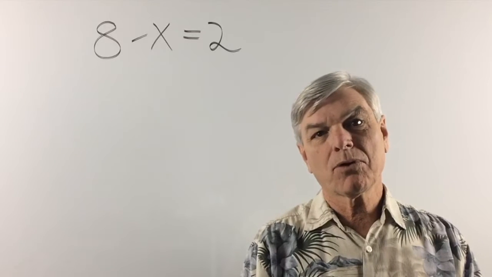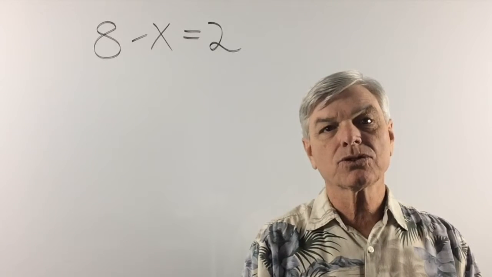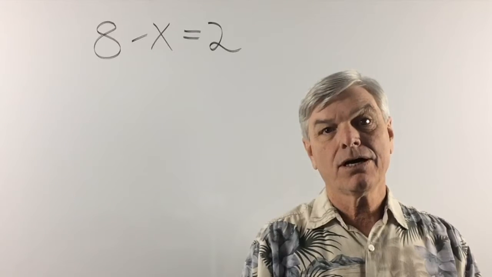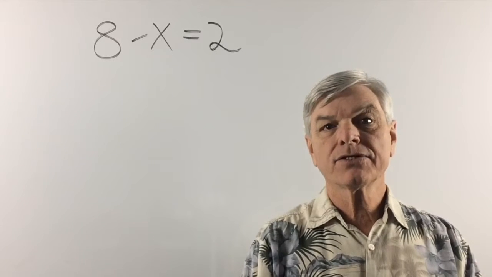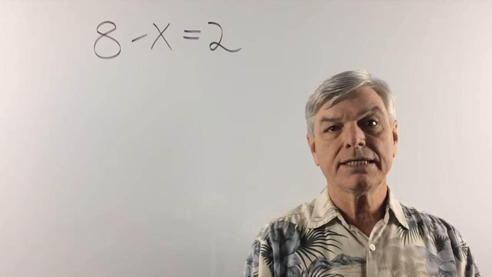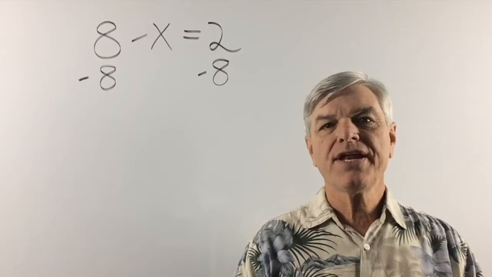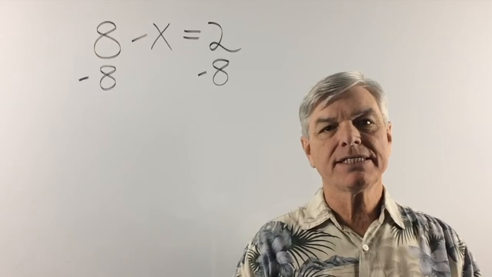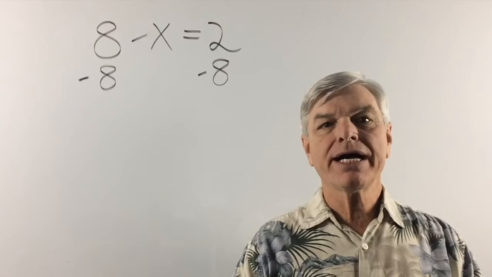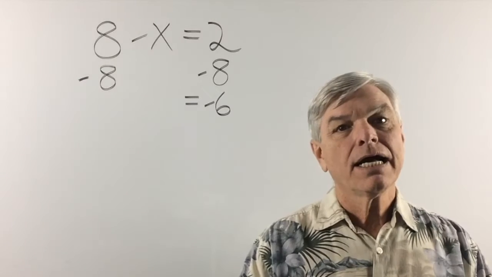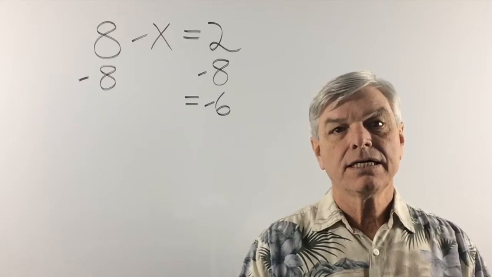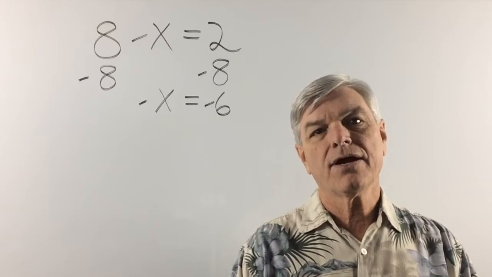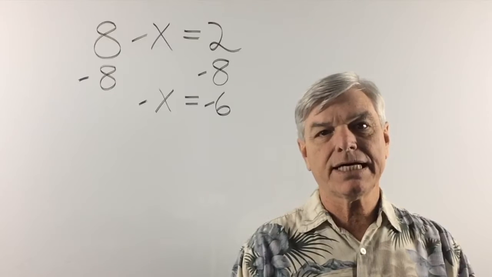Let's try one more problem. 8 minus x equals 2. And so we have a negative coefficient on our variable. The first thing we're going to do is eliminate the 8 with a -8 on both sides of the equation. Now 8 minus 8 is going to be 0, and 2 minus 8 is going to be -6. And don't forget to bring down the negative x. There we go, -x equals -6.